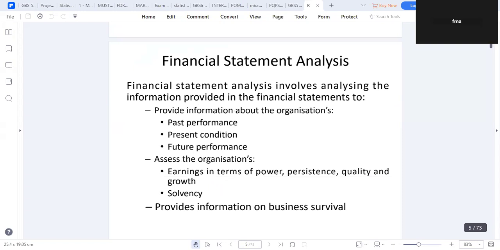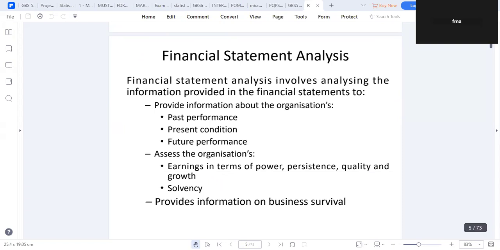So, what does financial statement analysis involve? It involves analyzing information to provide information about the organization's past performance, present, and future performance. It is there to assess an organization's earnings ability and solvency. It also provides information on business survival.